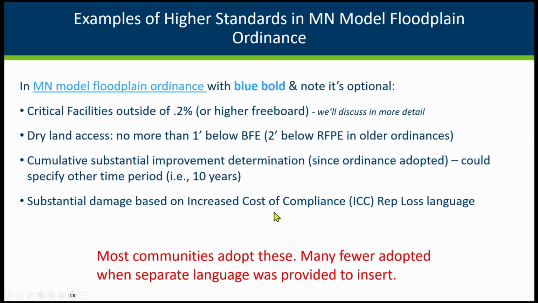But there's also language that says if you have 2 losses over a 10-year period that add up to more than 50%, you can get that ICC money only if it's in your ordinance, that local ordinance. So many communities have been adopting these, and we did find that when we put them right into our sample ordinance and just noted they were higher standards, many communities adopted that. Whereas when we were offering those as separate modules, not so many communities did.